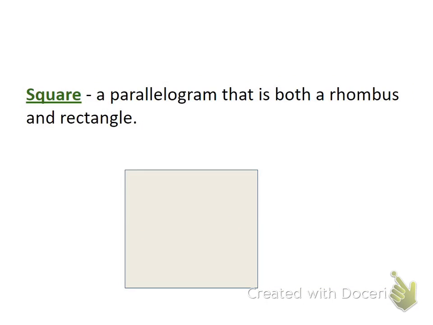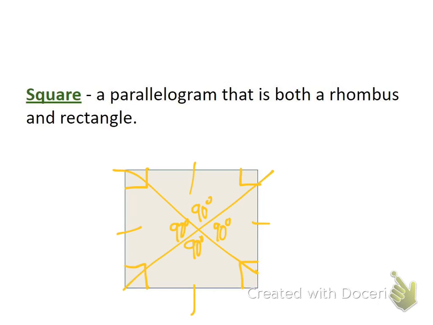A square is a parallelogram that is both a rhombus and a rectangle. So it has all those qualities. All the angles are going to be 90. All the sides are going to be marked congruent. The diagonals are going to be perpendicular. So it leaves us with all 90-degree angles. And so on and so forth. There are lots of properties there that are the same as a parallelogram.